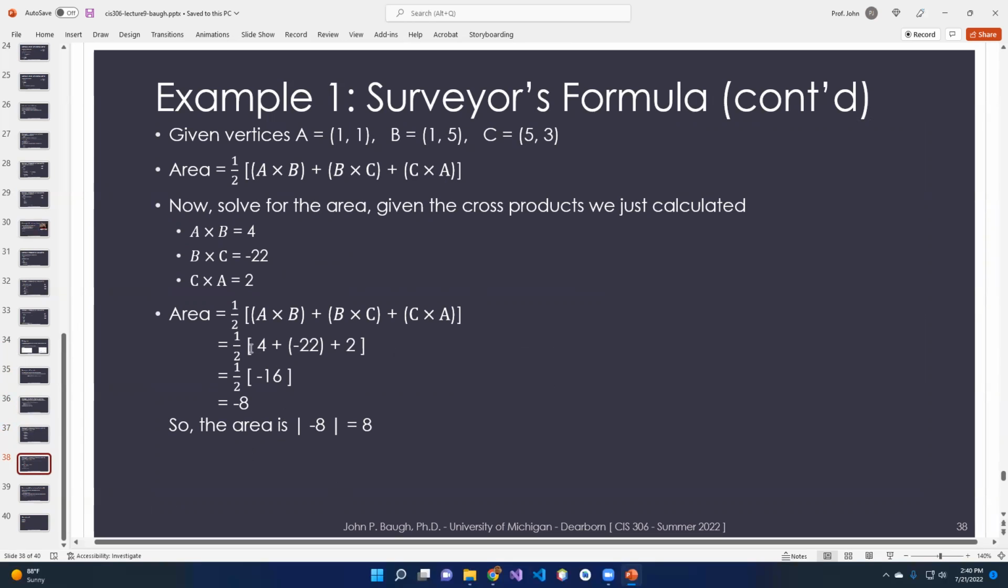I have 1/2 times, and then I have 4 plus a negative 22 plus 2. So that should be negative 18 plus 2, negative 16. So negative 16. And then 1/2 of that is negative 8.